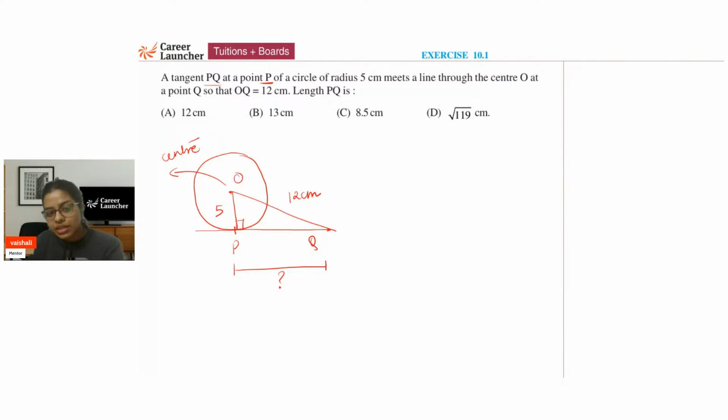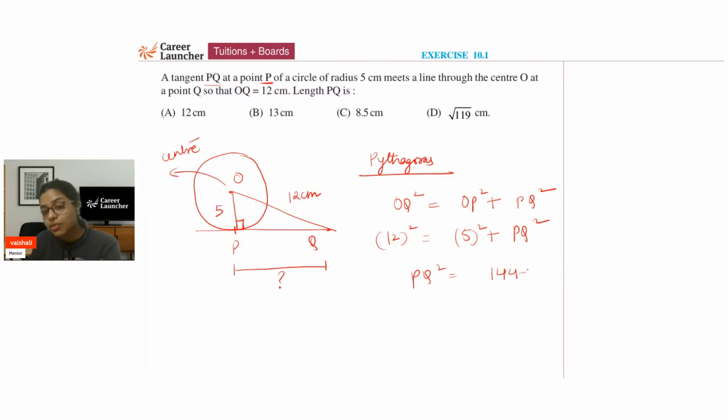So you know that my radius makes 90 degree with respect to the tangent. So I can apply Pythagoras theorem. है ना? So Pythagoras theorem अगर हम लगाते हैं, OQ square is equal to OP square plus PQ square. So OQ is 12 square, which is equal to 5 square plus PQ square. So the value of PQ square is how much? 144 minus 25 or 119. तो PQ की value क्या आ जाएगी? So remove the square, so it will be under root of 119. So it means ये जो length है, it is under root of 119. So option D is correct.